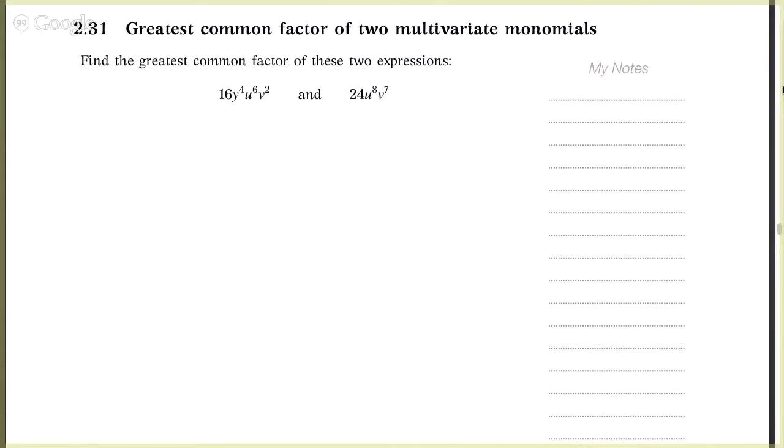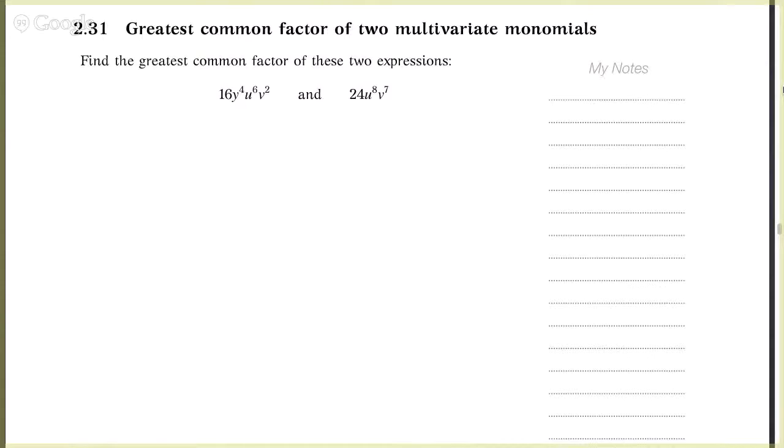So in this example, we have two monomials, 16y to the fourth times u to the sixth times v squared, and 24u to the eighth times v to the seventh. Those are both monomials because they don't have any addition or subtraction going on inside of them. They're built only out of a product of powers of various variables. And the question is, what do those two expressions most have in common?